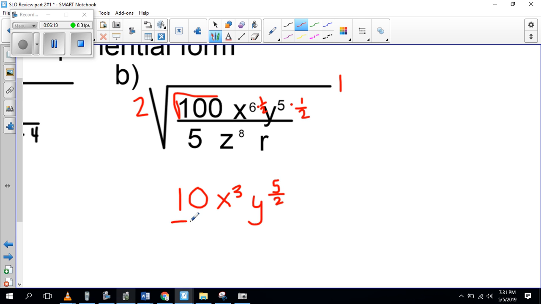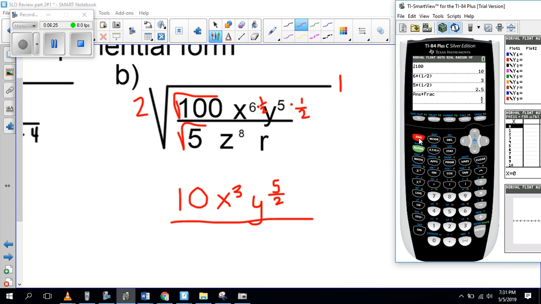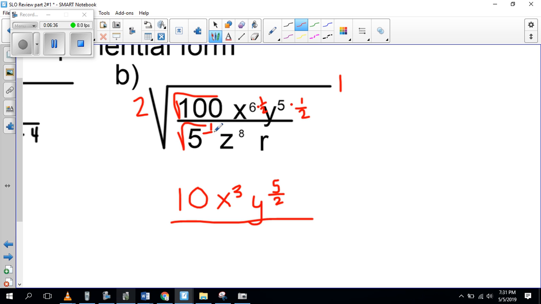Okay? Now I'm going to the bottom. I'm going to try to take the square root of 5. Most of y'all already know what happens when I take the square root of 5. But if you didn't know, I get a decimal. So I can't do that. I'm going to leave 5 the way it is, and I'm going to do it 1/2 because it doesn't have anything here. So 5 to the 1/2.